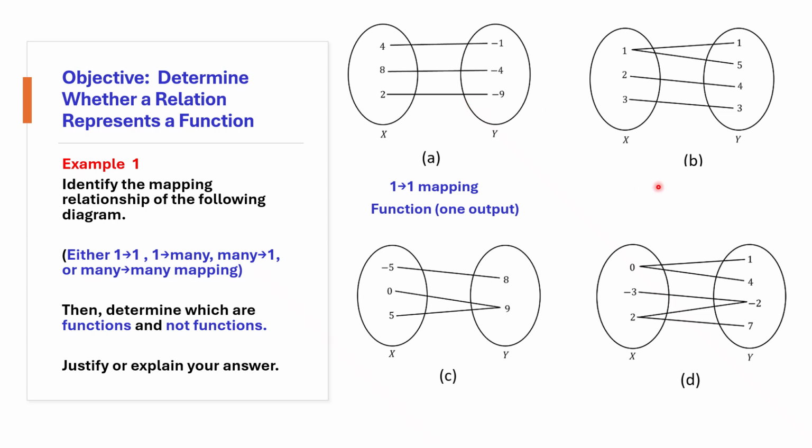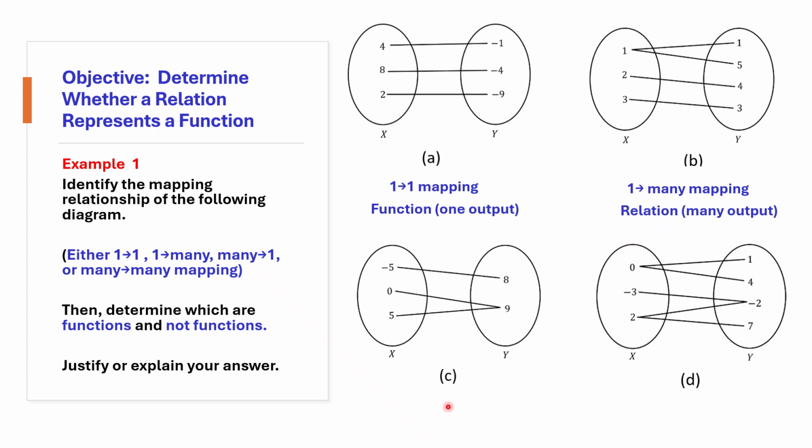For diagram B, we can see that for the input 1, there are two outputs, 1 and 5. Even though the input 2 maps to only 1 output, which is 4, and the input 3 maps to only 1 output, which is 3, we can say that this is a one-to-many mapping. Since the output is many, not exactly one, this relation is not a function. We can just write this as a relation.